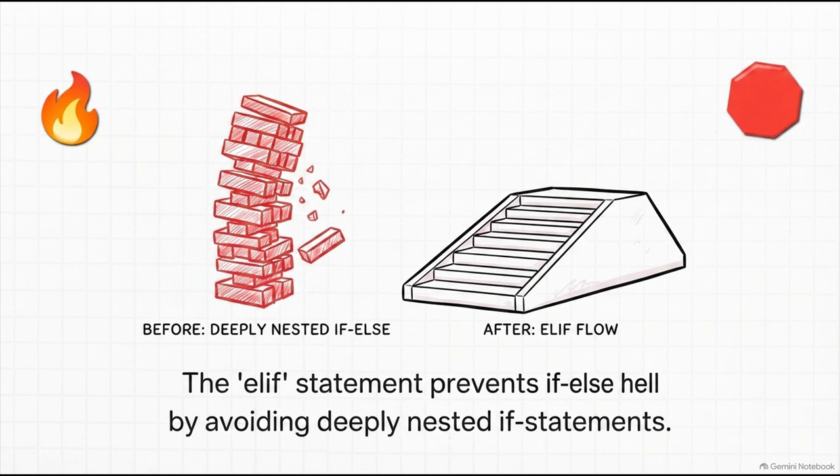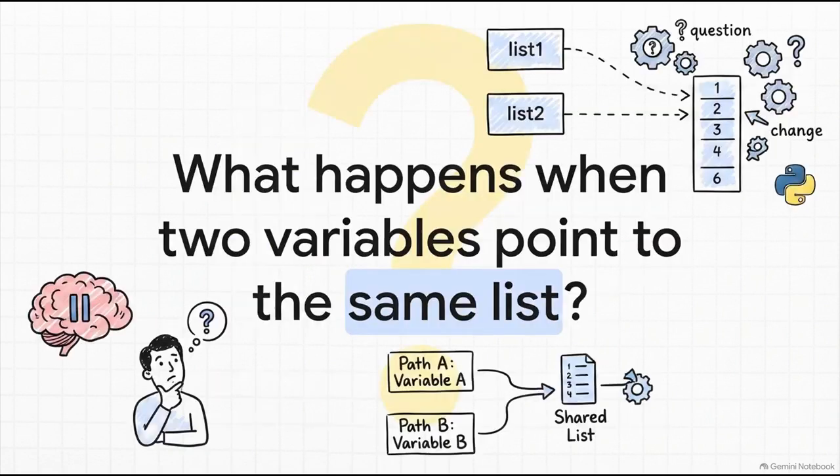This creates a deeply indented, completely unreadable mess that programmers jokingly call if-else hell. elif flattens all of this out, keeping your code readable and, most importantly, your logic absolutely airtight. Now, before we move on, let's just pause and think about this for a second. What actually happens under the hood if we assign two different variables to the exact same list? Like if I change one, what happens to the other?